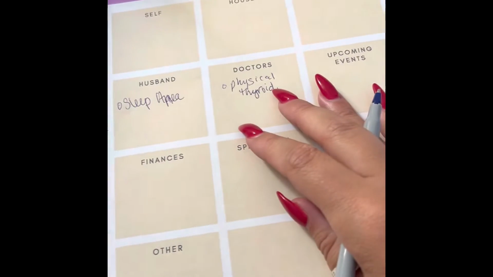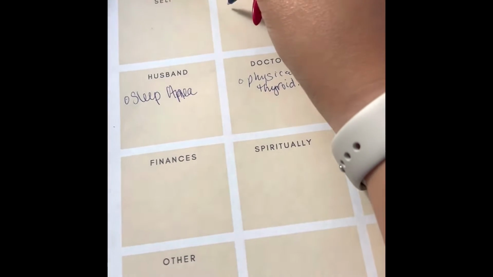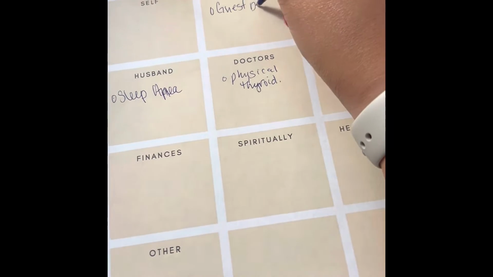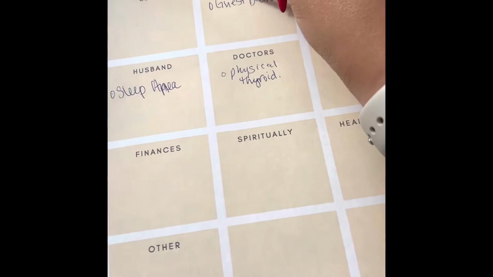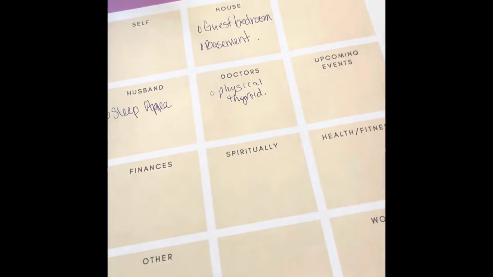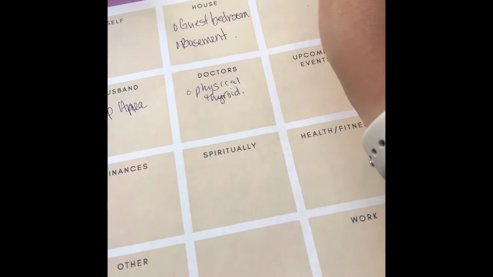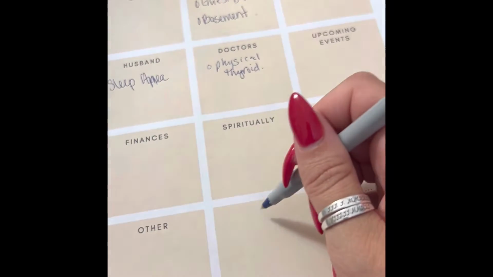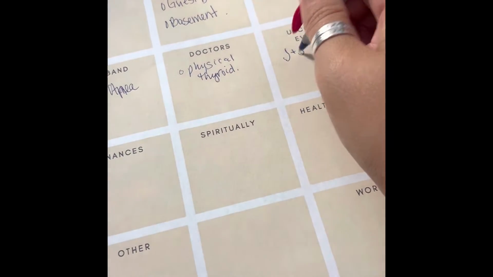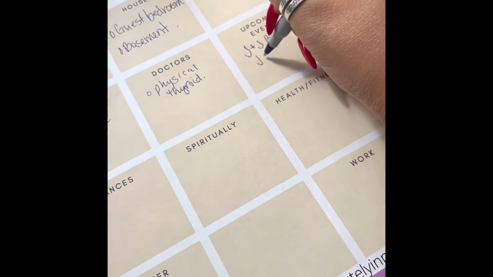I'm not the best speller when I'm doing this. In the house, the guest bedroom is driving me crazy, so that needs a clean, and the basement. So as you see, if you have multiple kids, you can cross this out and put your kid's name here, and I have a blank here for you to do. We have J&J birthday coming up, so we're going to need a present for that. We have this person's birthday coming up.